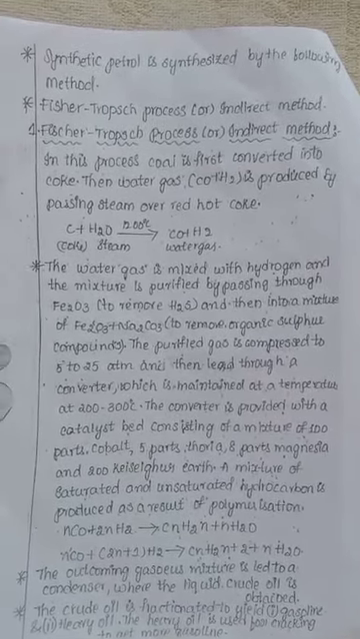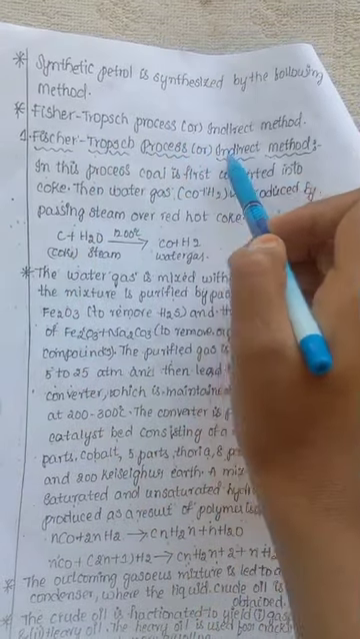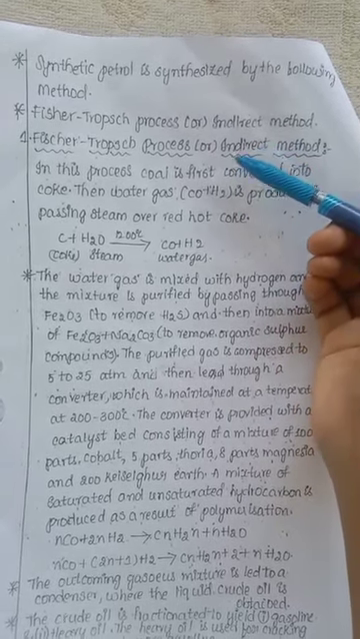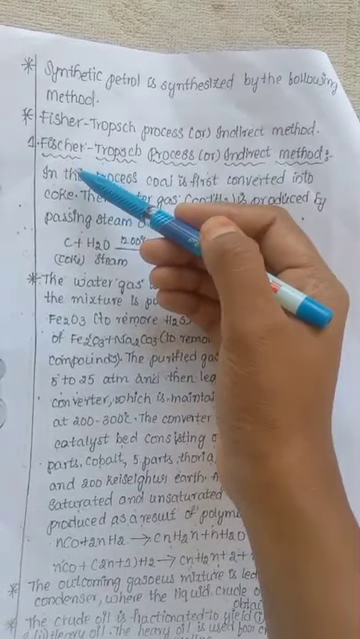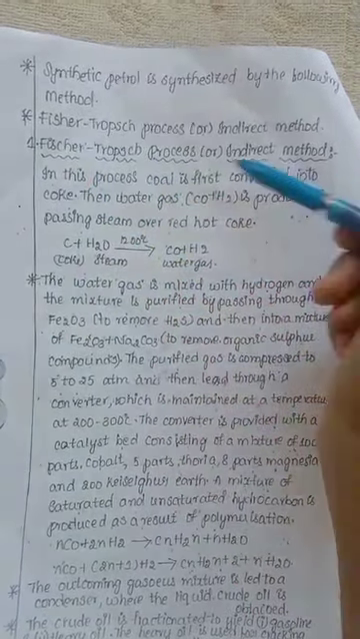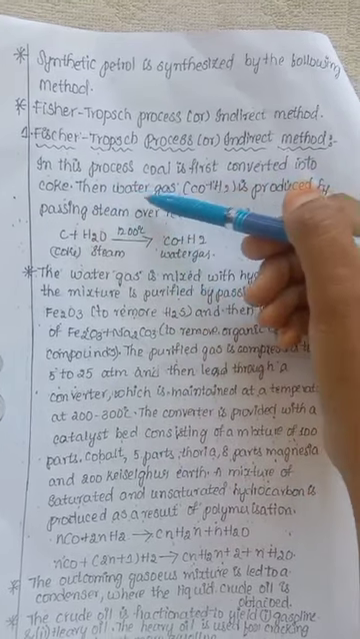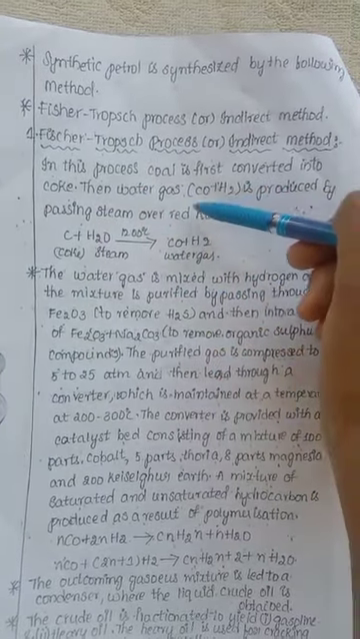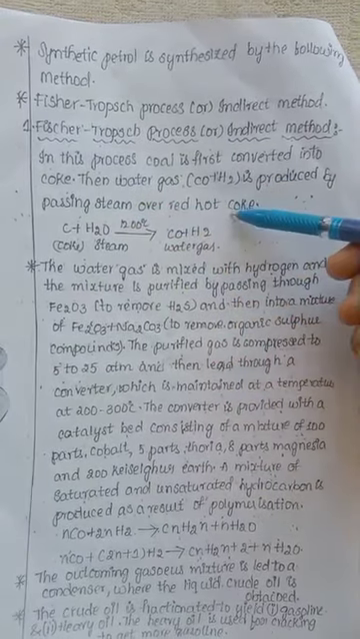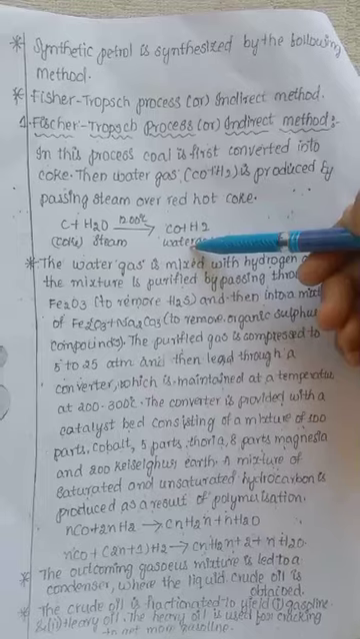Now we are going to discuss the indirect method, or Fischer-Tropsch process. It can be done by taking coke and converting it with steam to water gas. In the process, coal is first converted into coke, a type of coal. Then water gas, CO plus H2 together, is produced by passing steam over red hot coke.